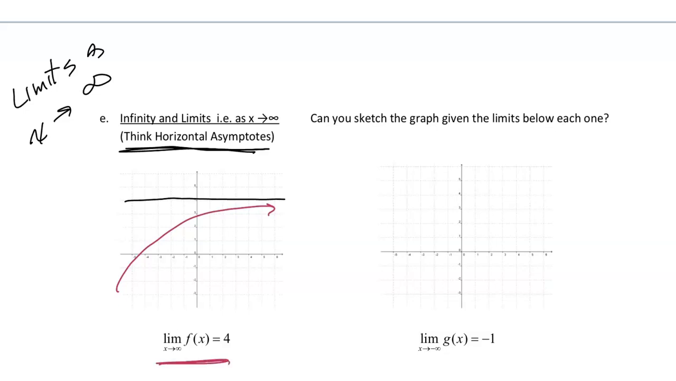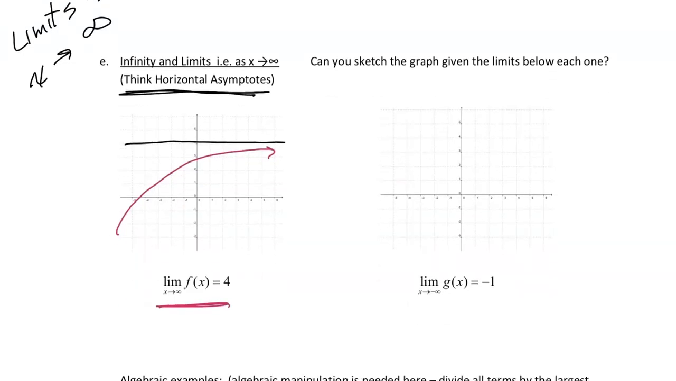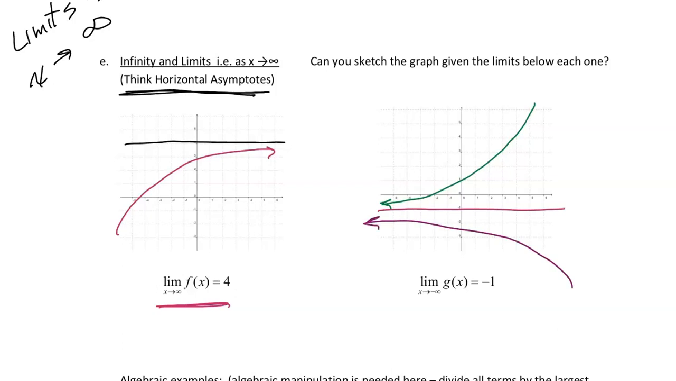Let's do another one. What would a function look like if the limit as x went to negative infinity, so smaller and smaller, is negative 1? Well, where is negative 1 for a y value? It's right here. So what could that function look like? Well, one option, and it's not the only option, it could come down from here and go off to negative infinity this way. That's one option. What's another option? Couldn't it come this way and go off to negative infinity this way? So you have many options.